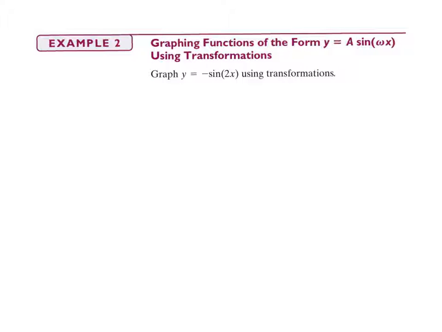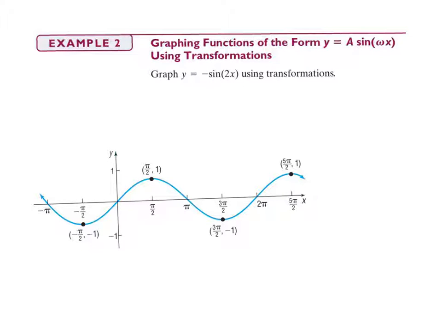Alright, here's another example. Graph y equals negative sine of 2x using transformations. Let's go ahead and pull out the graph of the regular sine function so that we can use that as a reference. Here's the graph of our regular sine function. We have the negative sign in front, so everything that's below the x-axis is now above the x-axis, and everything that's above the x-axis is below.